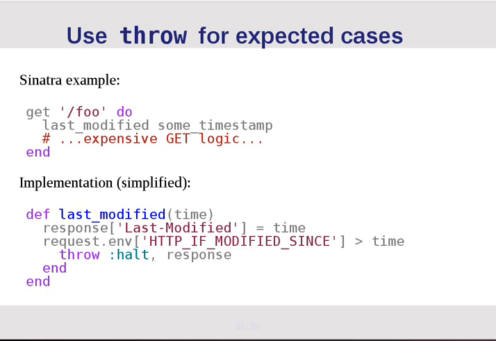The implementation of that uses a throw to throw the halt symbol, and that halt is then caught farther up the chain in Rack. So it makes it very easy to just put a simple statement at the top of this method and prevent anything else from being executed in that case.